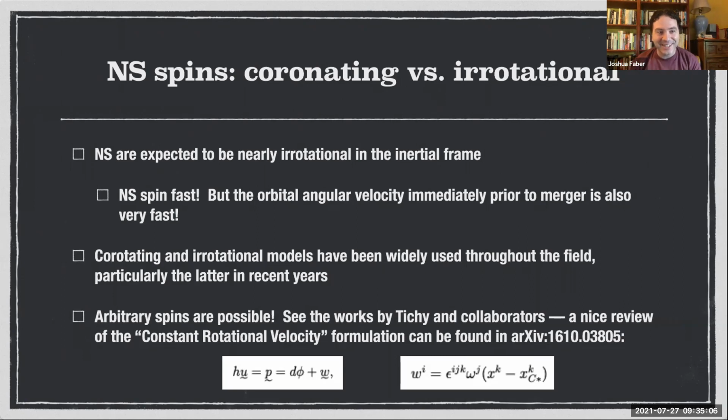Oh, did I get a co-rotating? I got a co-rotating. Oh wait, is it on the last slide? Sorry, yeah. My Mac does not believe co-rotating is a word.